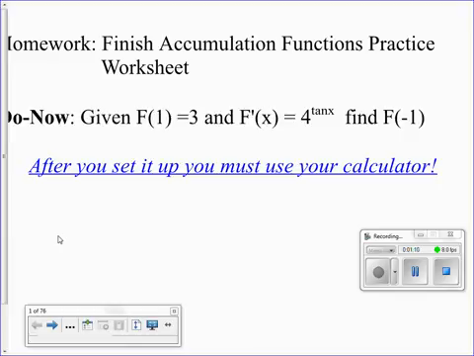All right, so you're given f of 1, you're given the derivative of f, and you've got to find f of negative 1. You already got it? Oh, you got it already.